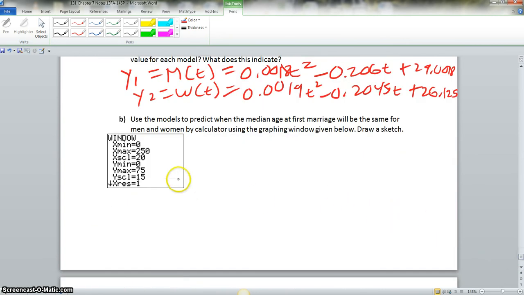Now we go here to B. It says use the models to predict when the median age at first marriage will be the same for men and women by calculator. Using the graph and window given below, draw a sketch. Okay, so you make sure you set these values in your window.